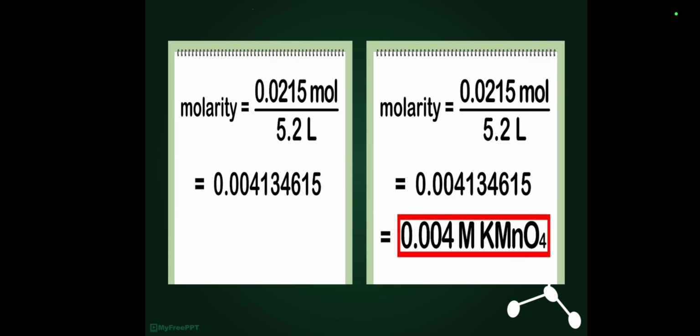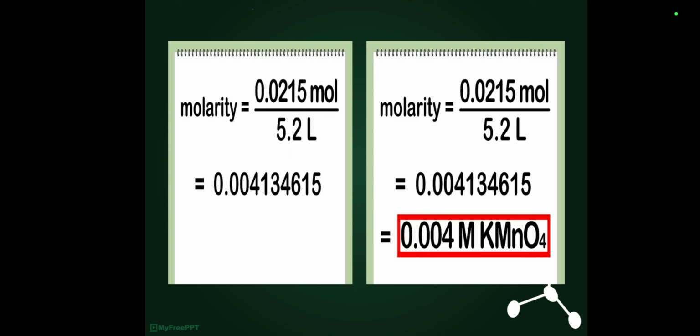So, now let's proceed on getting the molarity of the question number 2. So, molarity is equals to 0.0215 mole over 5.2 liter. It is actually given. So, the answer would be 0.004134615 or round off 0.004 molarity of potassium manganese tetraoxide. Okay, that would be the answer.